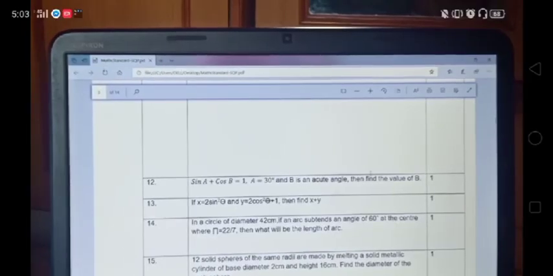Next, we come to the 14th question. In a circle of diameter 42 cm, if an arc subtends an angle of 60 degrees at the center, where pi is equal to 22 upon 7, then what will be the length of the arc? So here we have to find the length of the arc.